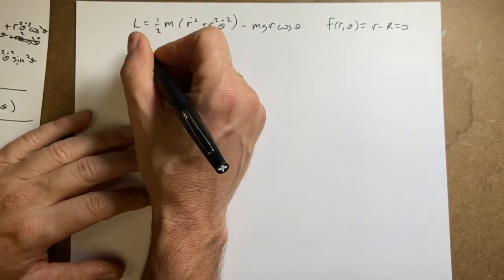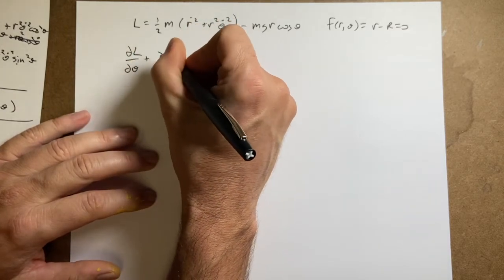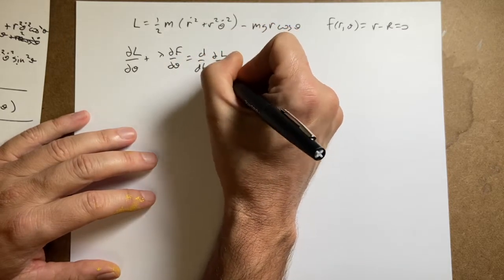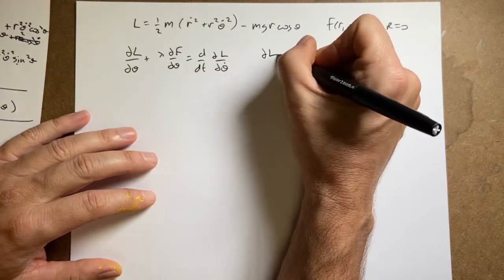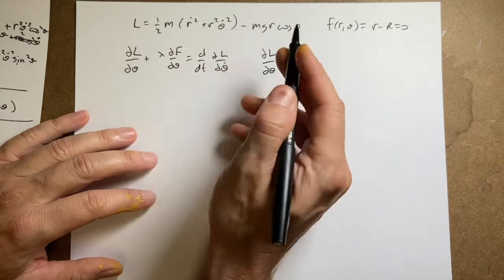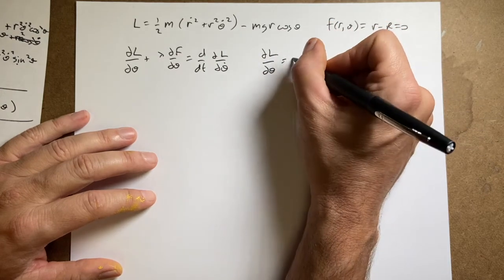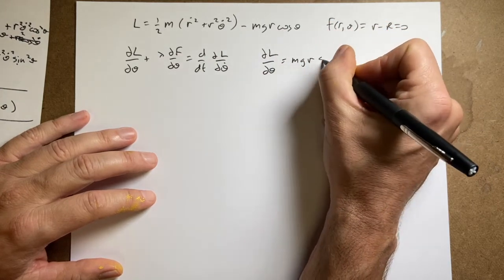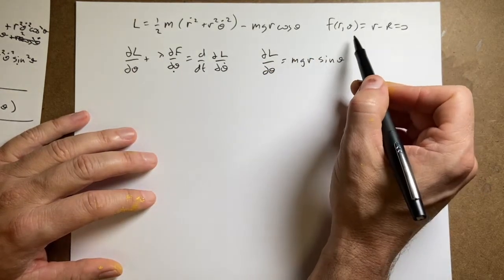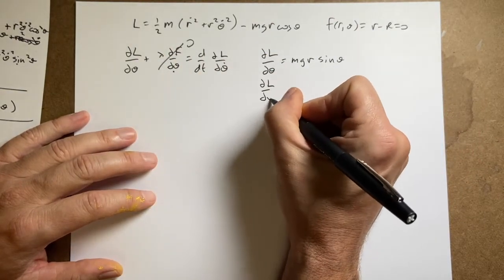Okay, so now let's do the theta. So I'll write it out. Partial of L with respect to theta plus lambda partial of f with respect to theta equals d/dt of partial of L with respect to theta dot. So the partial of L with respect to theta is going to be equal to, looking for thetas. There's the only theta. So I get the derivative of cosine theta is going to be sine theta. So I get m g r sine theta. Partial of f with respect to theta. There's no theta in there, so that's 0. So that whole term goes away. Then I need the partial of L with respect to theta dot.